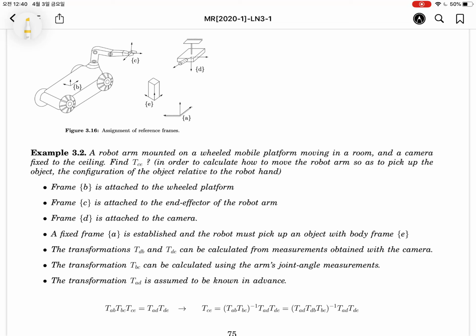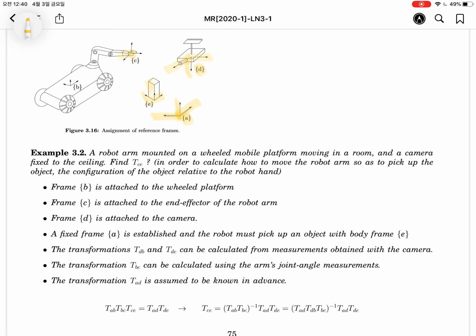Okay, let's take one more example. The final target is to pick up the object using the robot arm. Okay, to achieve this kind of task, we will attach many coordinate frames. Here the base frame or reference frame or fixed frame is attached to here, denoted by A. This is a camera. The camera has the D frame.